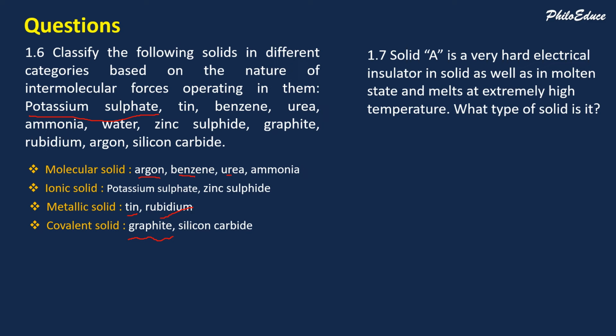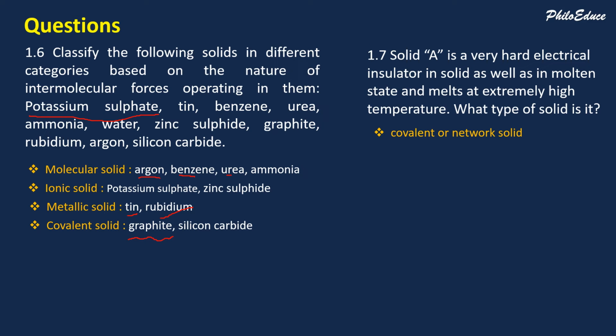Next question. Solid A is a very hard electrical insulator in solid as well as in molten state and melts at extremely high temperature. What type of solid is it? We know that solid A is very hard and an electrical insulator. Normally ionic solids are electrical insulators, molecular solids are also electrical insulators, and covalent or network solids are also electrical insulators in their solid form. But in molten form, they are also electrical insulators.